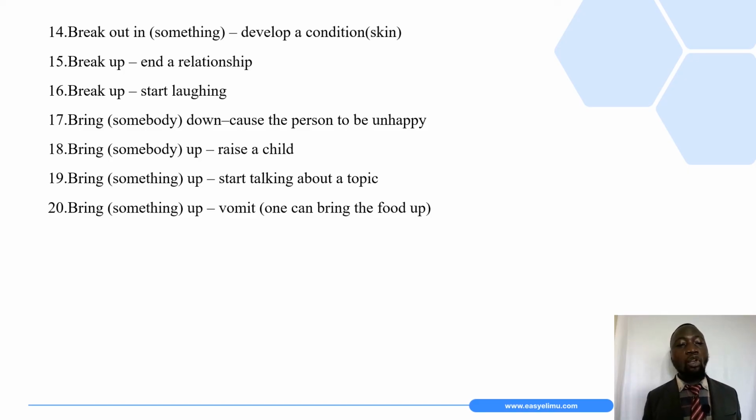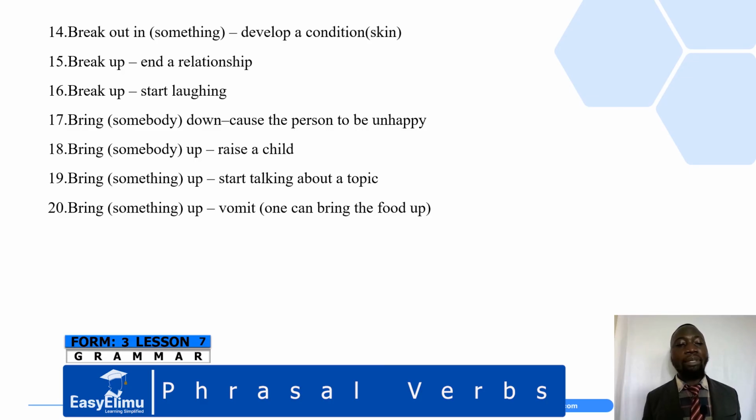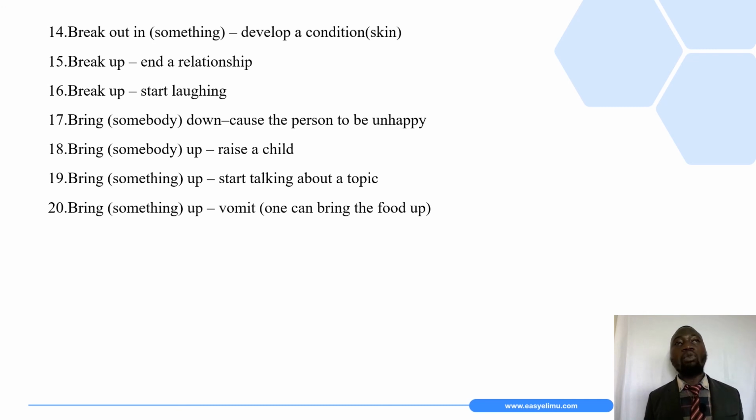There is also bring somebody down, that is to cause someone to be unhappy. There is also bring somebody up, that is to raise someone, especially a child. There is also bring something up, that is to start talking about a topic. And the last example that we have is still on bring something up, which now means to vomit. Sometimes we say throw up.